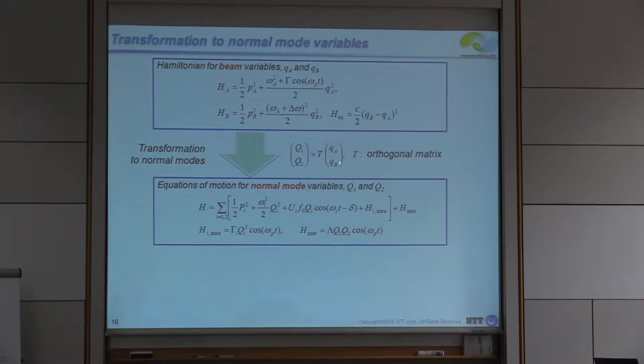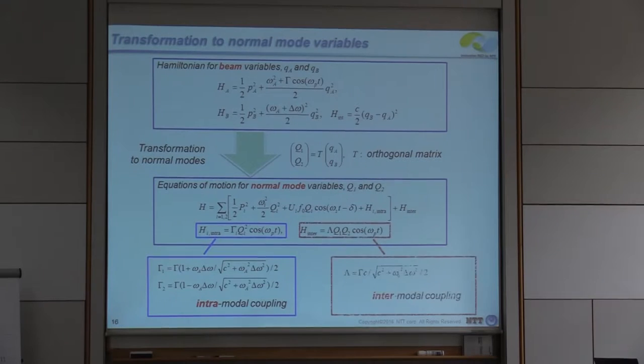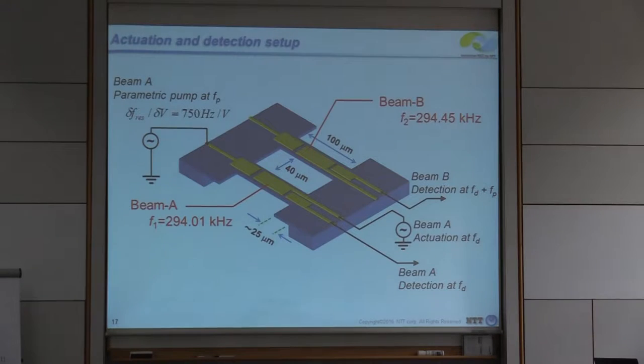Let me summarize: when you introduce frequency modulation in one beam, because of this geometrical coupling, you can induce this kind of inter-mode coupling. This is the main result. This coupling constant can be given by this expression, but it is not so important. As I explained, if you apply a parametric pump to beam A at the frequency difference, you can make a coupling, or beam splitter Hamiltonian, and you can couple beam A and beam B by using this frequency difference.